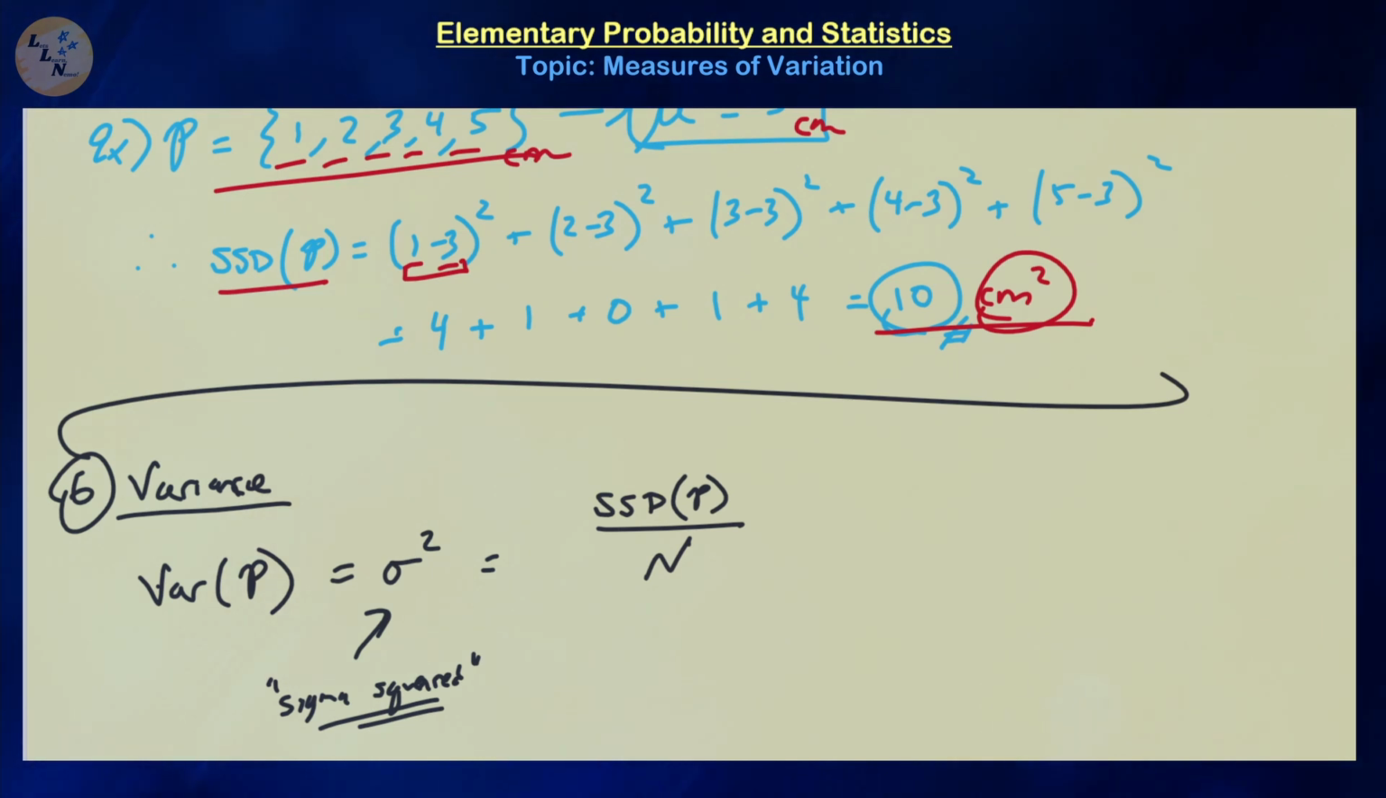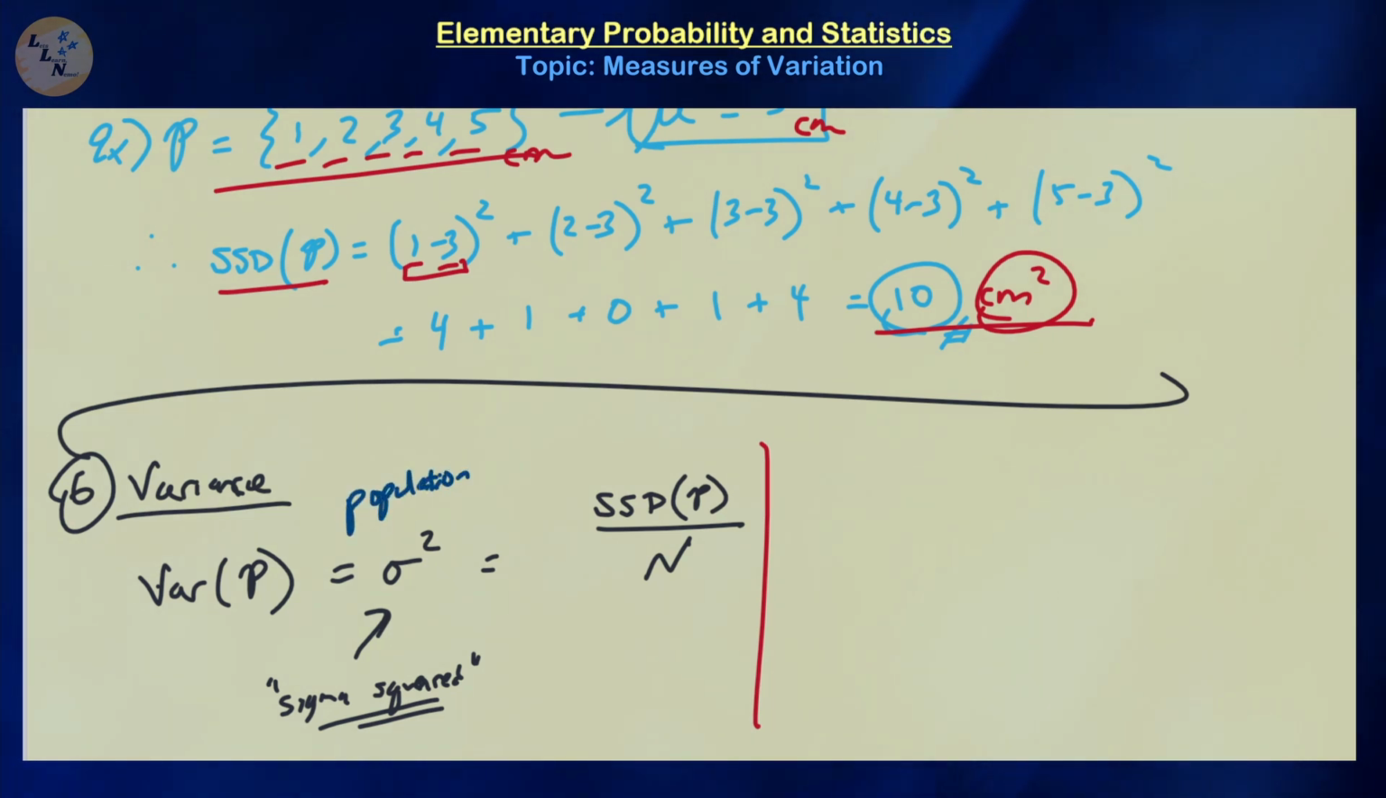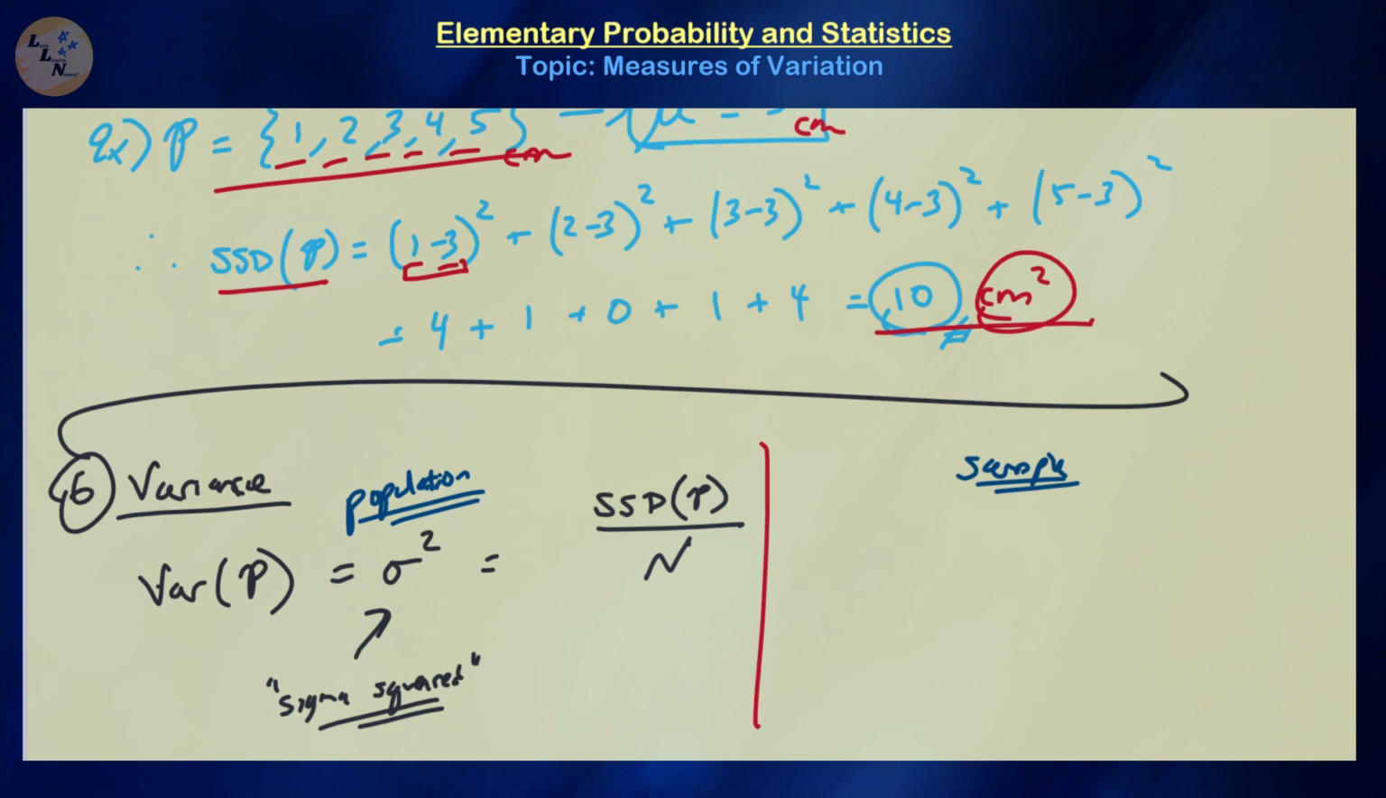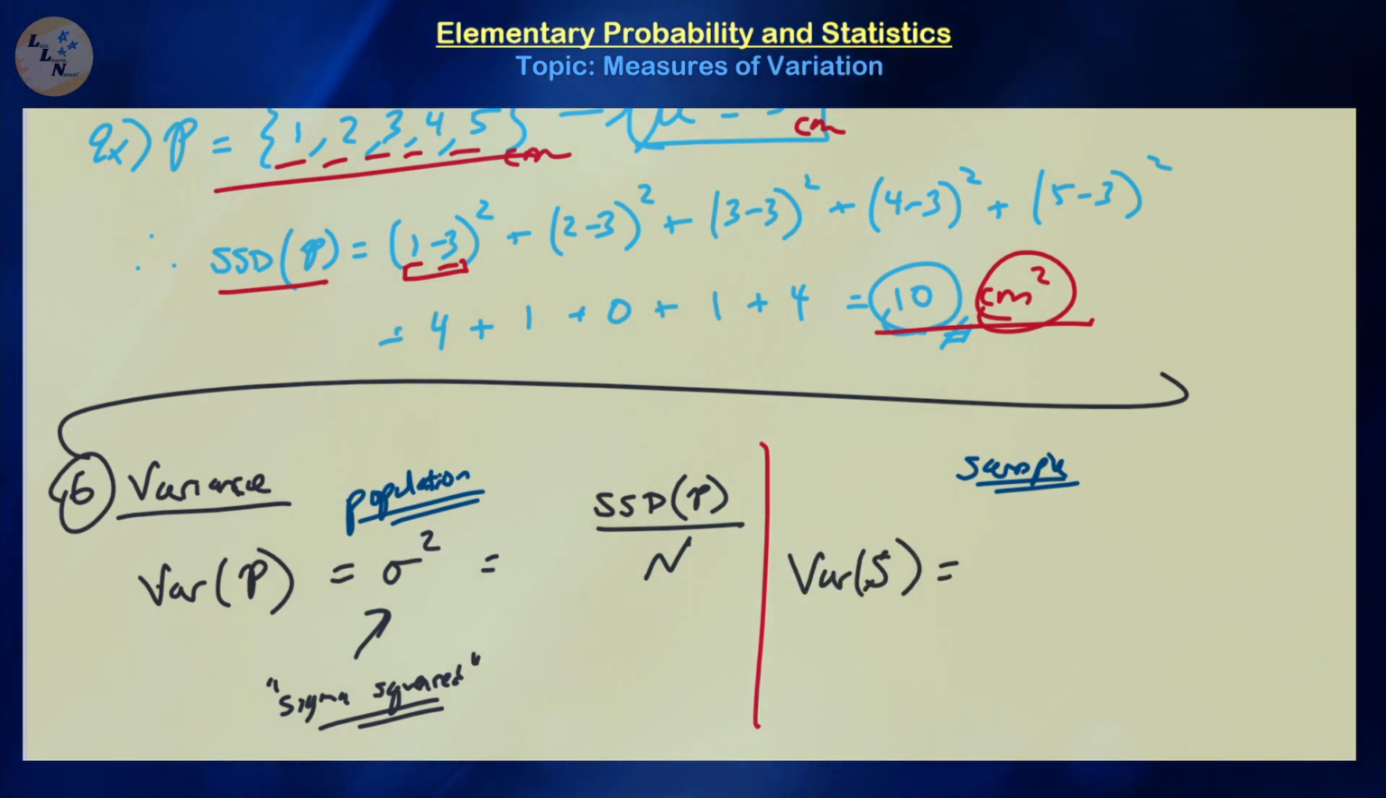And what if we have a sample? Well, is it the same calculation? The answer is no. Now this is very, very important, right? So this is going to be the population approach. Now how are we going to do the sample approach? So there's a very subtle difference, and I'm not going to get into the proof why we want to do this. But the variance of a sample is going to be equal to s squared.